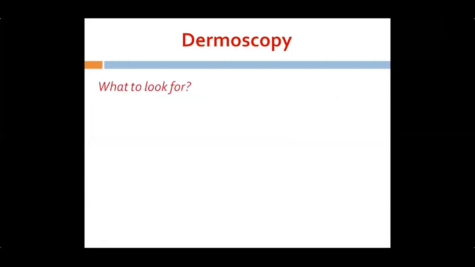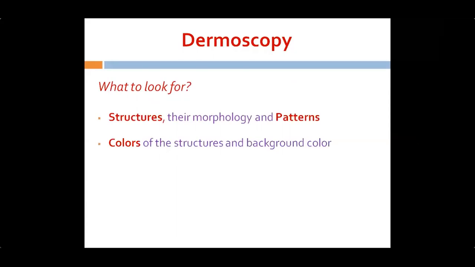Now, this is all about the principles of dermoscopy and different types of dermoscopy. Now we'll come to what to look for in a skin lesion through the dermoscope. Basically, we look for three things: structures, patterns, and colors. These are the three essential components of skin lesions that we look at through the dermoscope and describe.